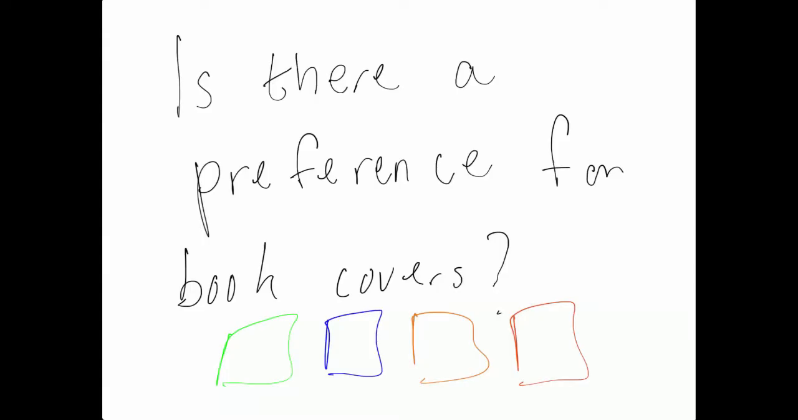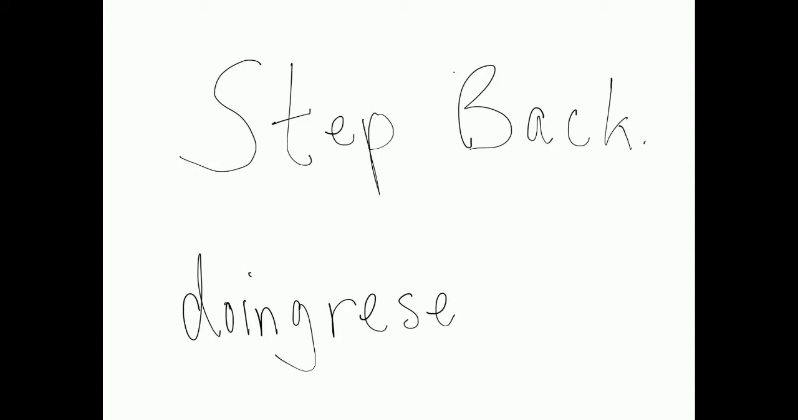Our question is, is there a preference for book covers? Therefore, we will only consider frequency data for book preferences here. Now let's look at Chapter 8 in Doing Developmental Research. We learned in Doing Developmental Research that before computing statistics, step back and sketch out your graph.